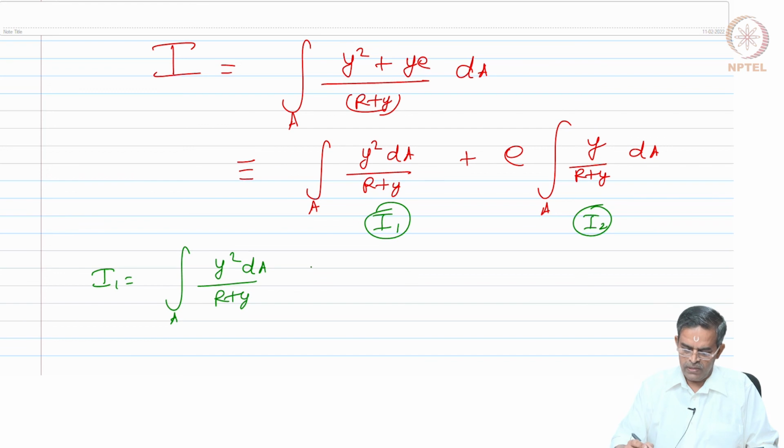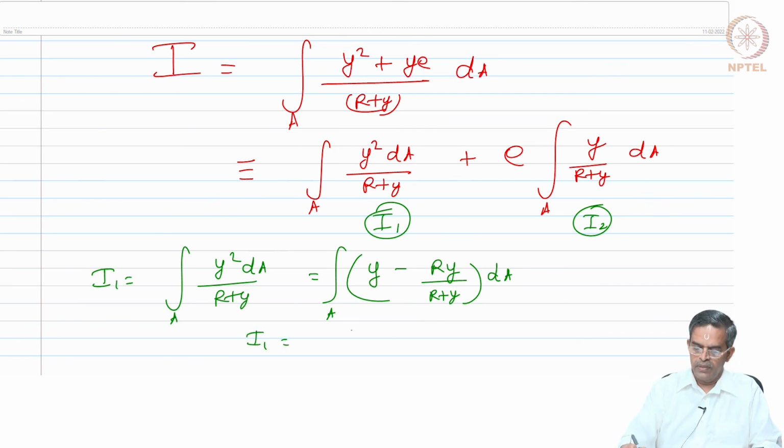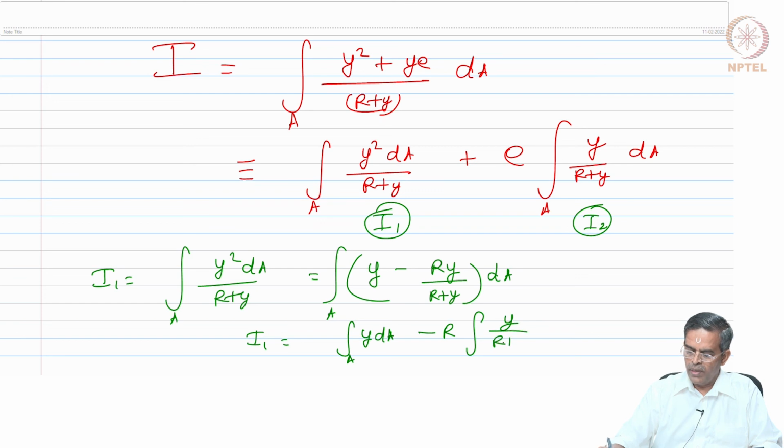which is y minus Ry by R plus y of dA over A. Check. Okay, this is equivalent, is it not? So, I1 now becomes integral y dA for A minus R times of integral y by R plus y dA. I1 is further split. Okay.